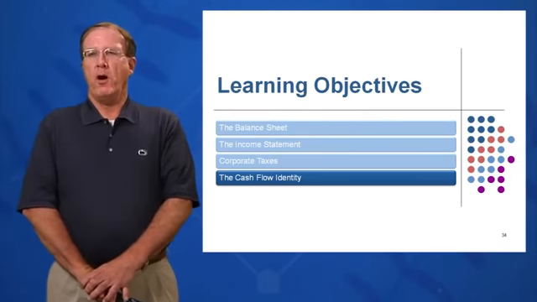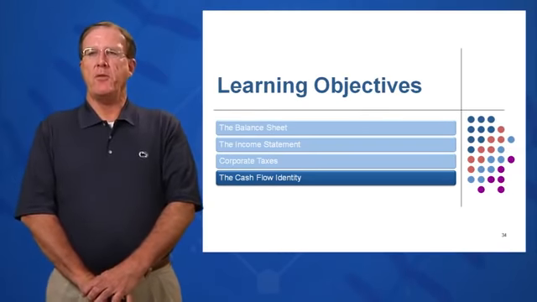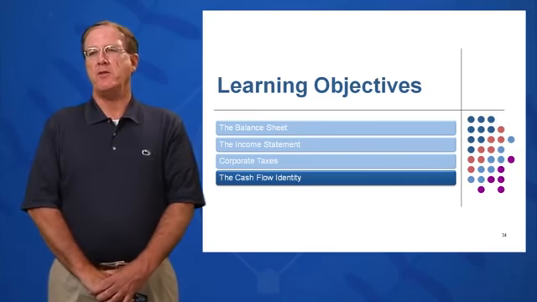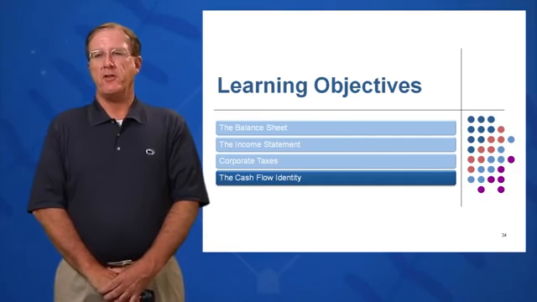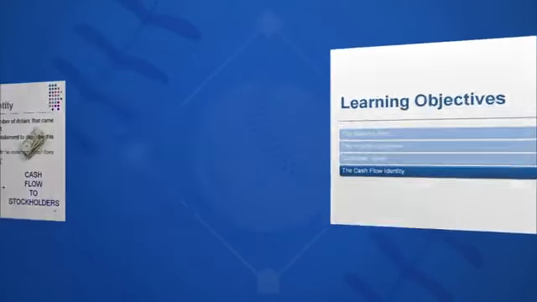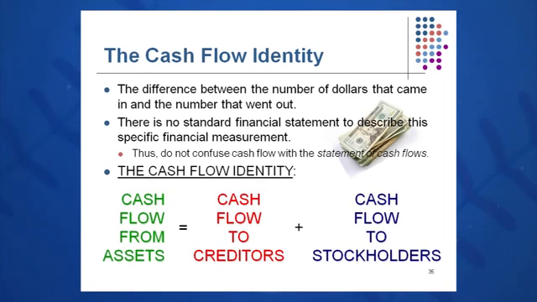Learning objective 4 in session 2, you want to be able to understand cash flow. And this may be the most valuable of the three identities. We've gone over the balance sheet identity, the income statement identity, and now the cash flow identity. In small businesses, cash flow is king. You'll hear that terminology said quite a bit.